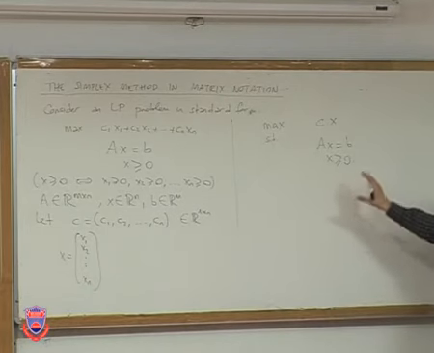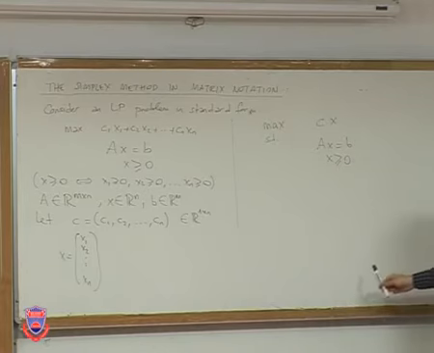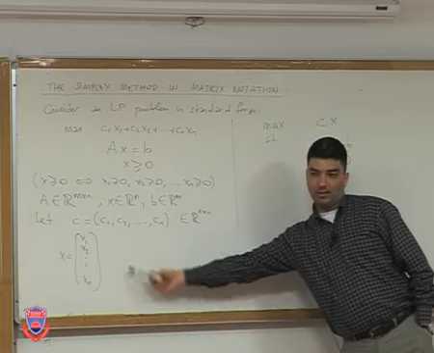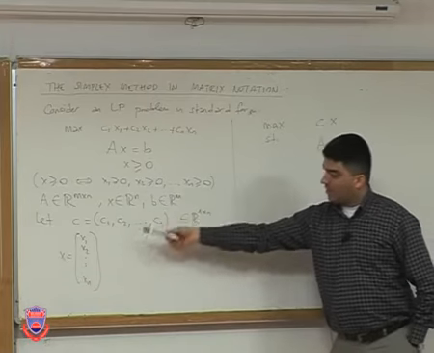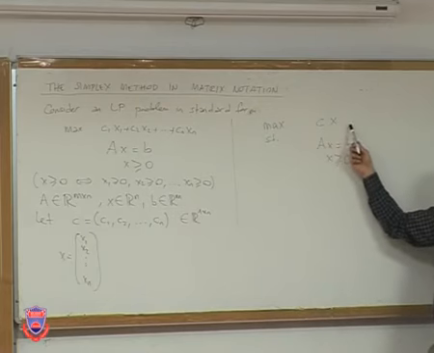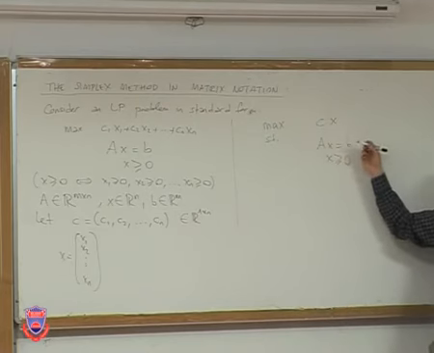Did everybody follow this? Think of this as the inner product of this vector and this vector. That's my objective function. So c1 times x1 plus c2 times x2 and so on, but that's exactly the same as c inner product with x. So this is just the dot product, right?